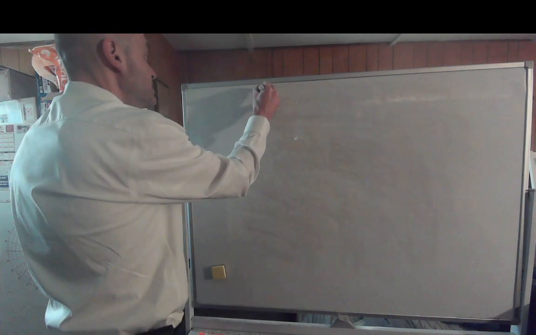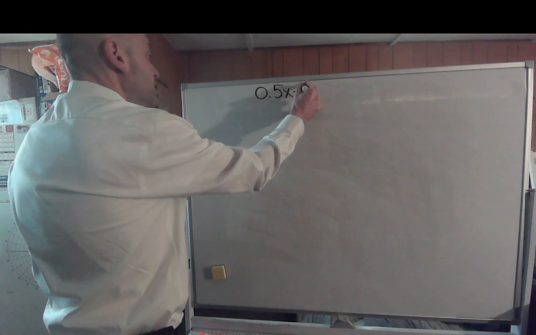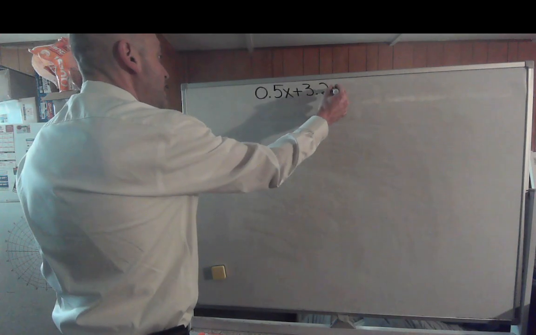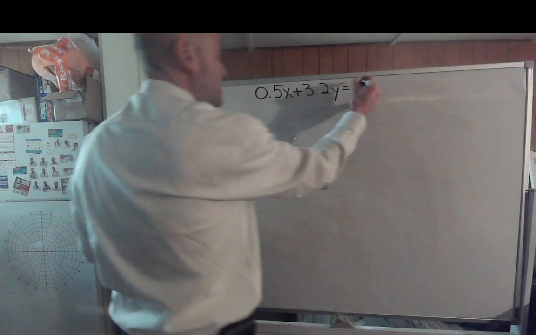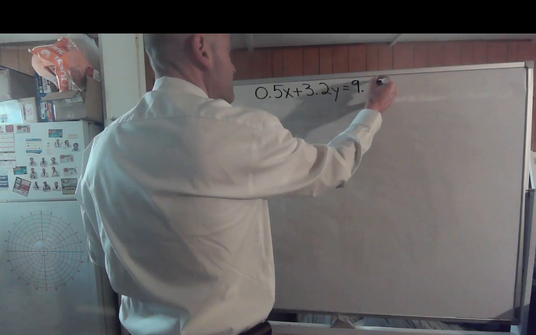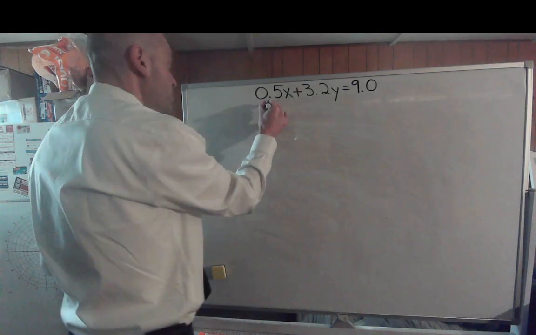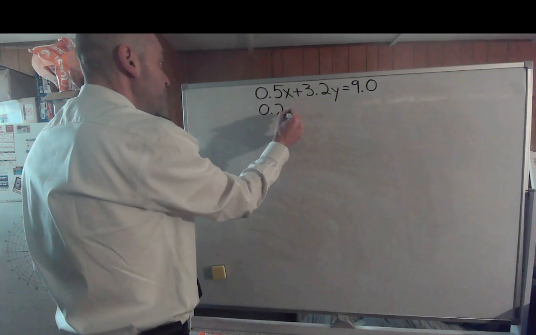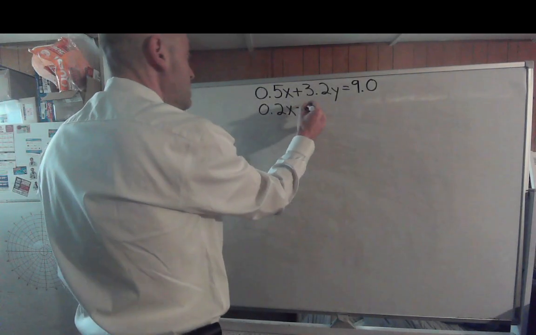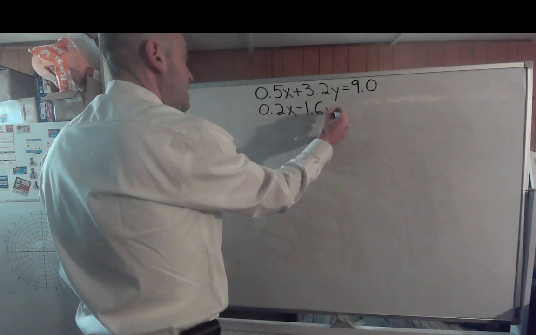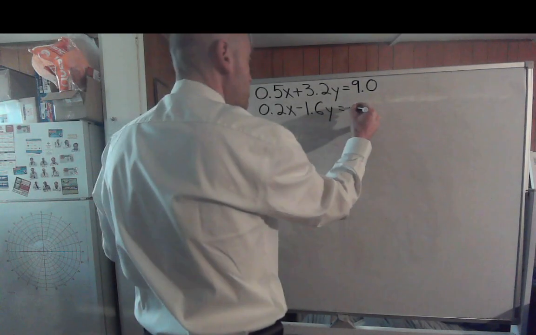All right, so we have 0.5x plus 3.2y is going to be equal to 9.0. There's a reason for that 0.0. And then 0.2x minus 1.6y is going to be equal to negative 3.6.